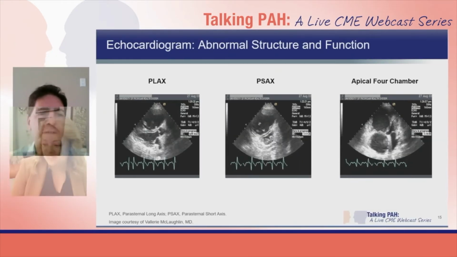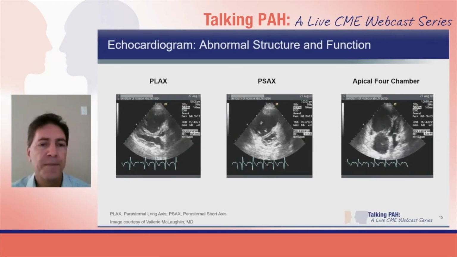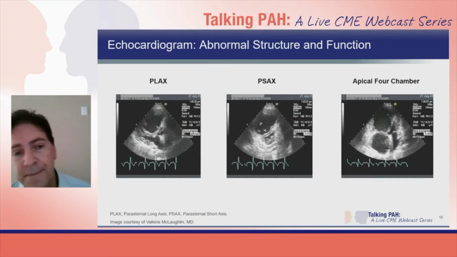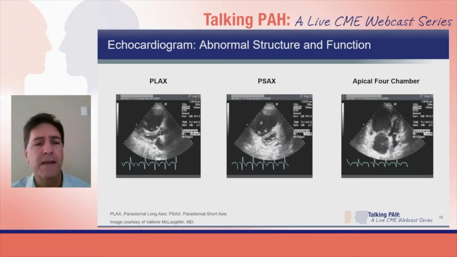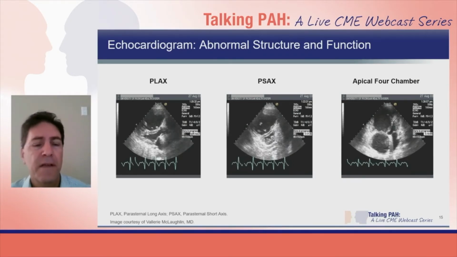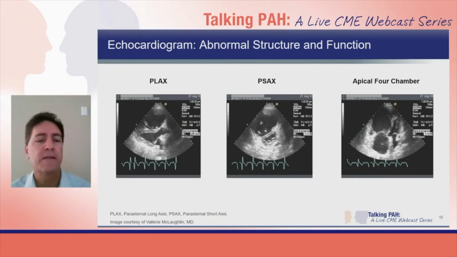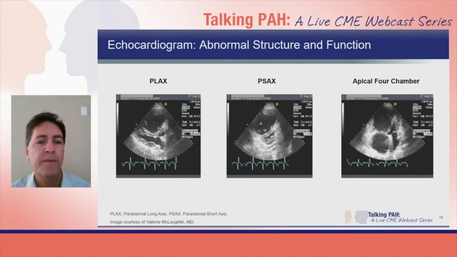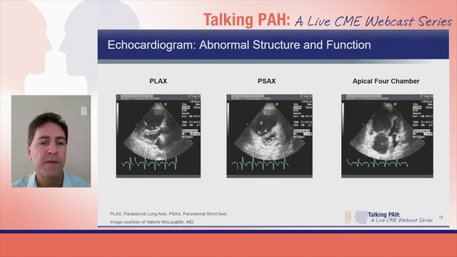Okay, so here's the echo. The long axis view here on the left. Parasternal long axis is what PLAX stands for. And this shows us the patient who is lying down, and you're looking from their left arm into their right arm. Their chest is on the top, and their back is at the bottom of the image.